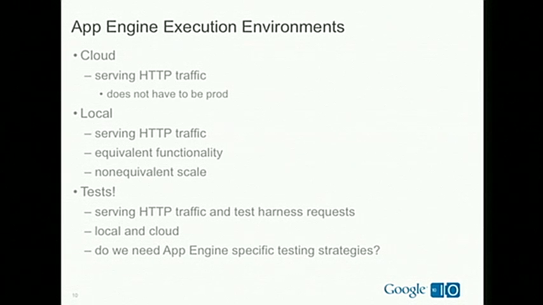There's actually a third environment that we pretty much never talk about, but we should, and that's what we're talking about here today. It's the test execution environment. The test execution environment can exist locally, and it can exist in the cloud. It can be serving HTTP requests, but more interestingly, for the purposes of this talk, it can also involve a test harness issuing requests to very precise pieces of your code. So the question is, do we need App Engine-specific testing strategies? And the answer is yes, we do need some, and that's what we're going to go over.